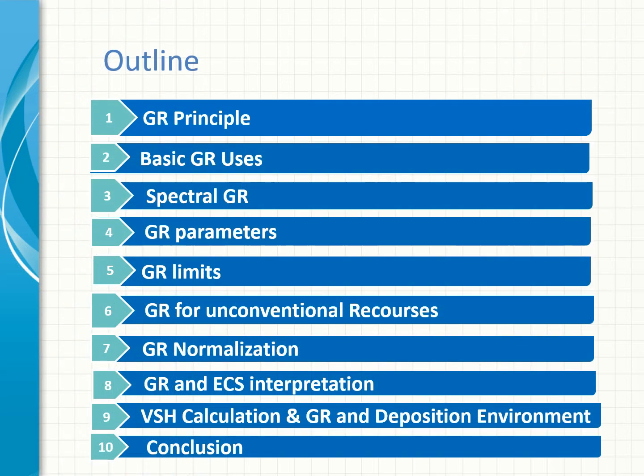Today it will cover the gamma ray principle, the basics of gamma ray uses, and why we use the gamma ray. We'll touch on spectral gamma ray, because we have two types of gamma rays: total gamma ray and spectral gamma ray. Then gamma ray parameters, and what the limitations of the gamma ray are. Gamma ray for unconventional resources. Gamma ray normalizations, and why you do the normalizations. Also, I will try to do some comparison between the gamma ray and ECS interpretations.